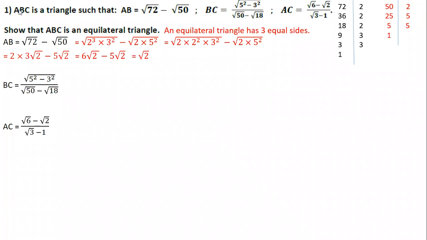I am given a triangle ABC. This is AB, this is BC, and this is AC. We should show that ABC is an equilateral triangle. So AB now is equal to radical 2. BC, Mahdi, we have radical 5 squared minus 3 squared over radical 50 minus radical 18.